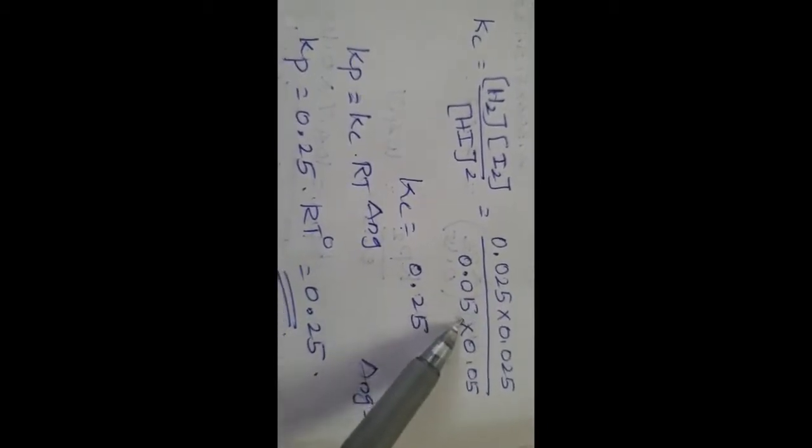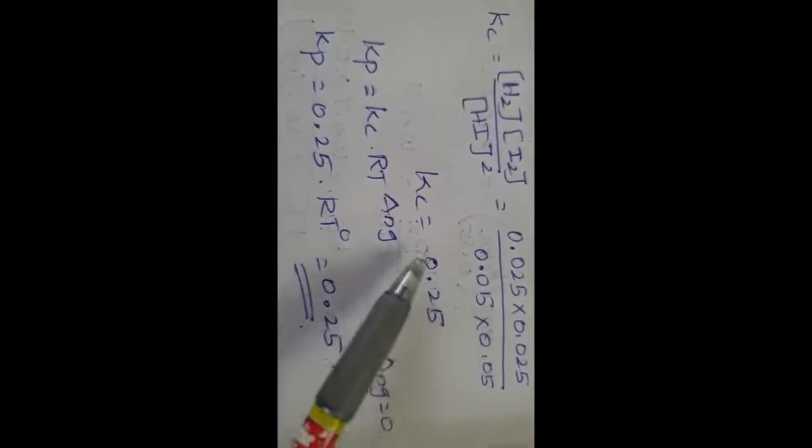Then you substitute these values in Kc is equal to H2 into I2 divided by HI the whole square. Substitute the values: 0.025 into 0.025 divided by 0.05 the whole square. Simplify this and you can get 0.25.